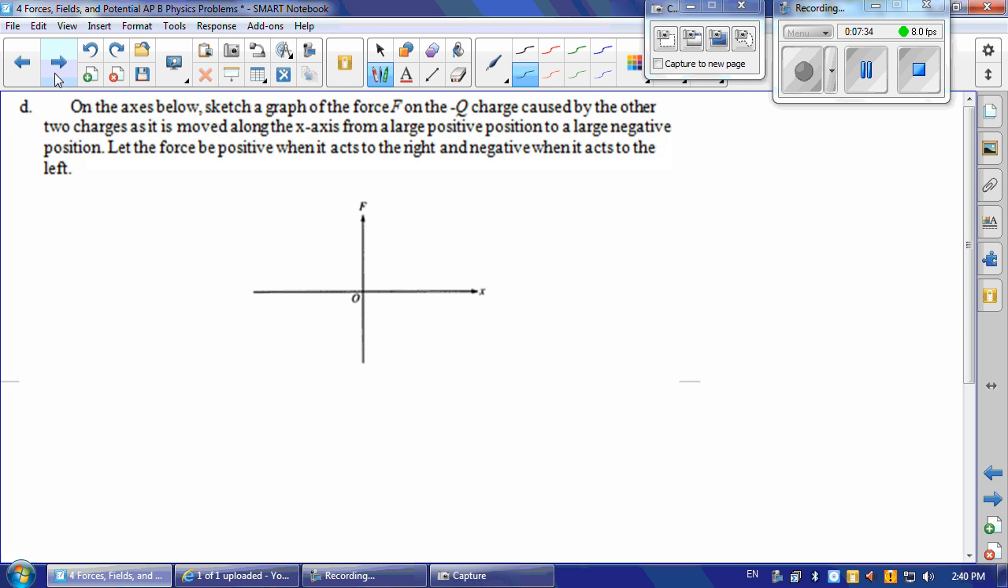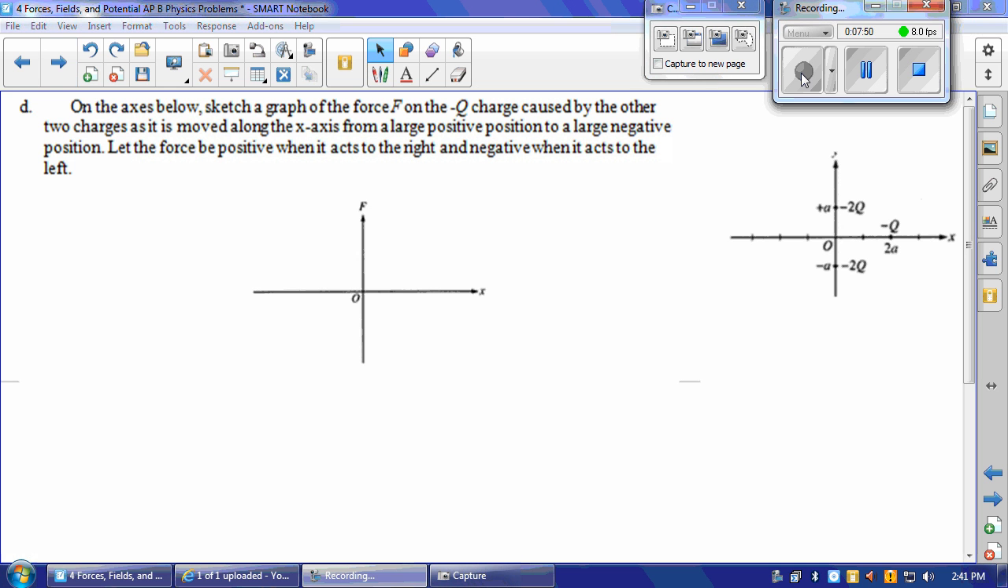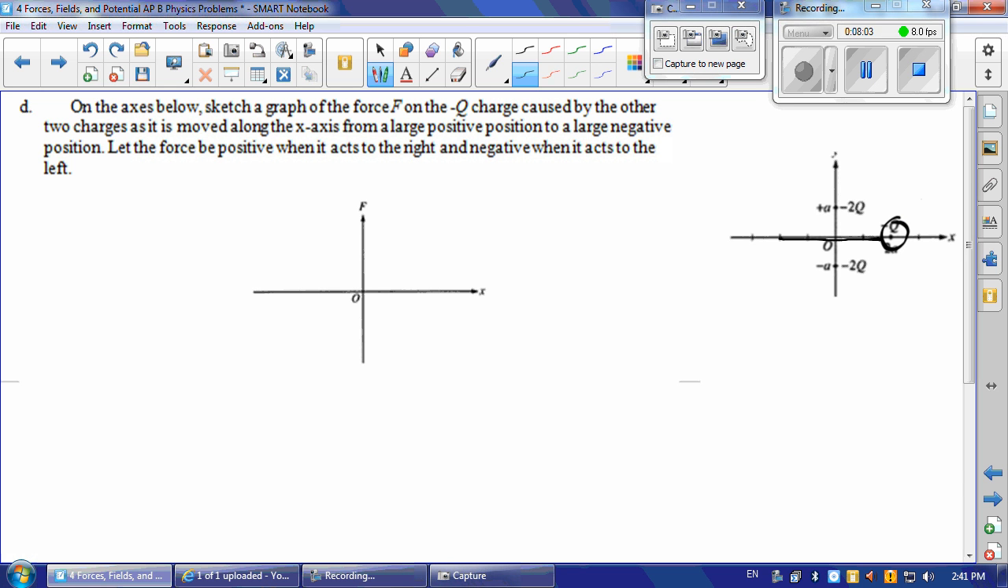All right, part D says sketch a graph of the force F on the negative Q charge caused by the other two charges as it is moved along the x-axis from a large positive to a large negative position. Let the force be positive when it acts to the right and negative when it acts to the left. What they're saying is we're going to take this charge right here, and move it from a very large positive position, and scoot it along the axis to a very large negative position. And they just want to know the force.